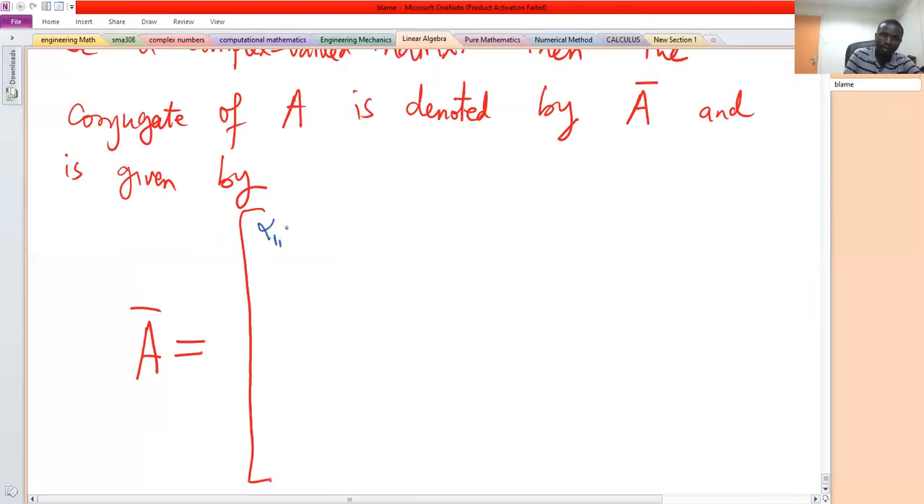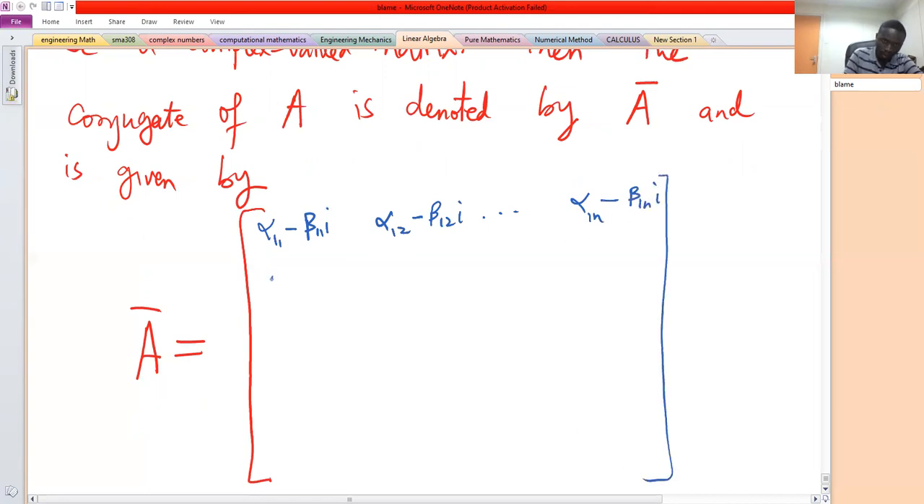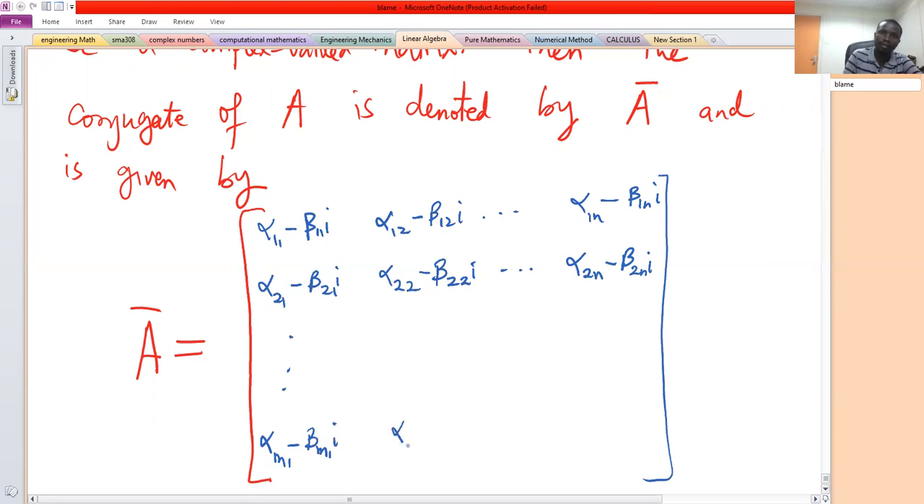alpha 1,1 minus beta 1,1 i, alpha 1,2 minus beta 1,2 i, up to alpha 1n minus beta 1n i, alpha 2,1 minus beta 2,1 i, alpha 2,2 minus beta 2,2 i, up to alpha 2n minus beta 2n i, all the way up to alpha m1 minus beta m1 i, alpha m2 minus beta m2 i, up to alpha mn minus beta mn i. So yes, the same way we deal with complex numbers, the conjugate simply changes the sign from plus to minus.